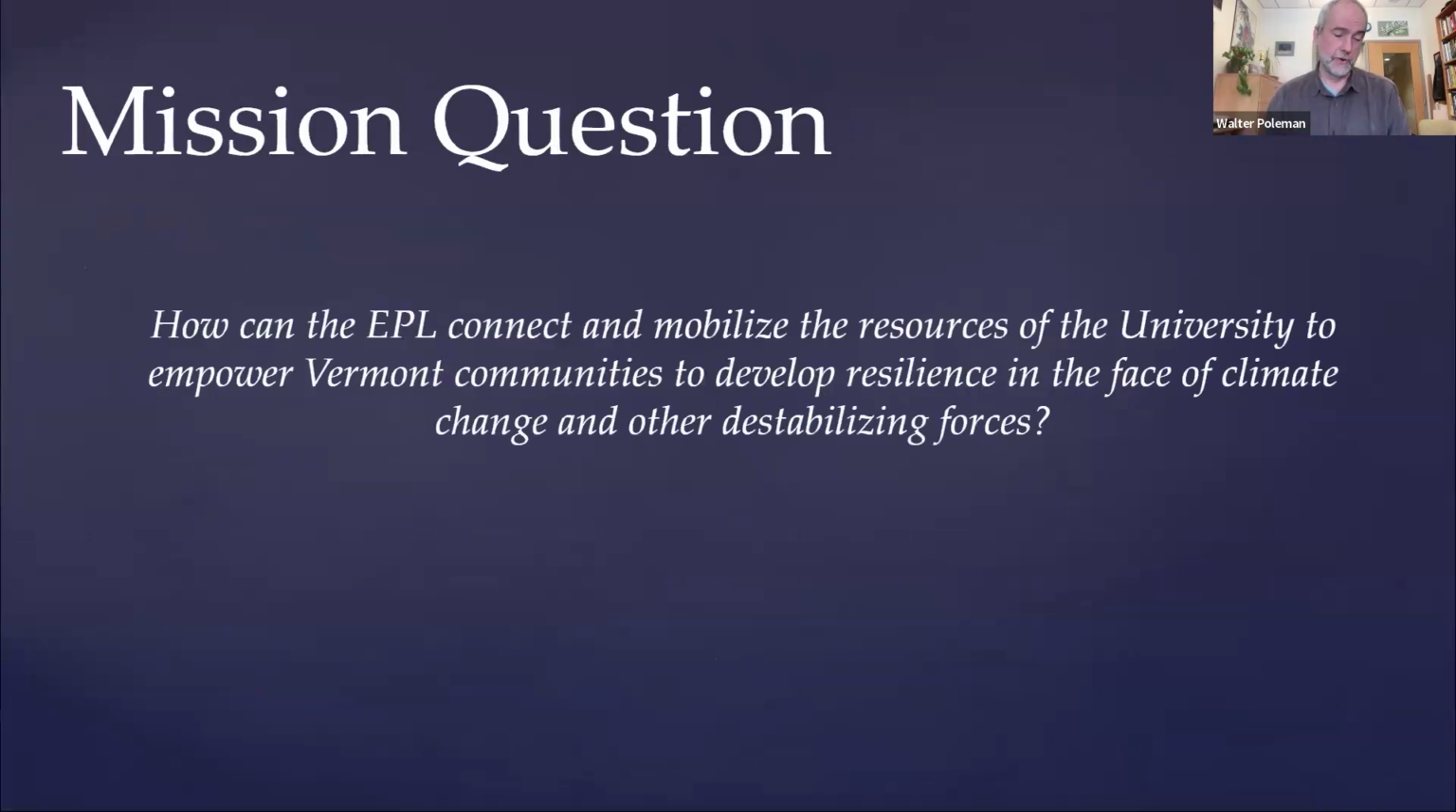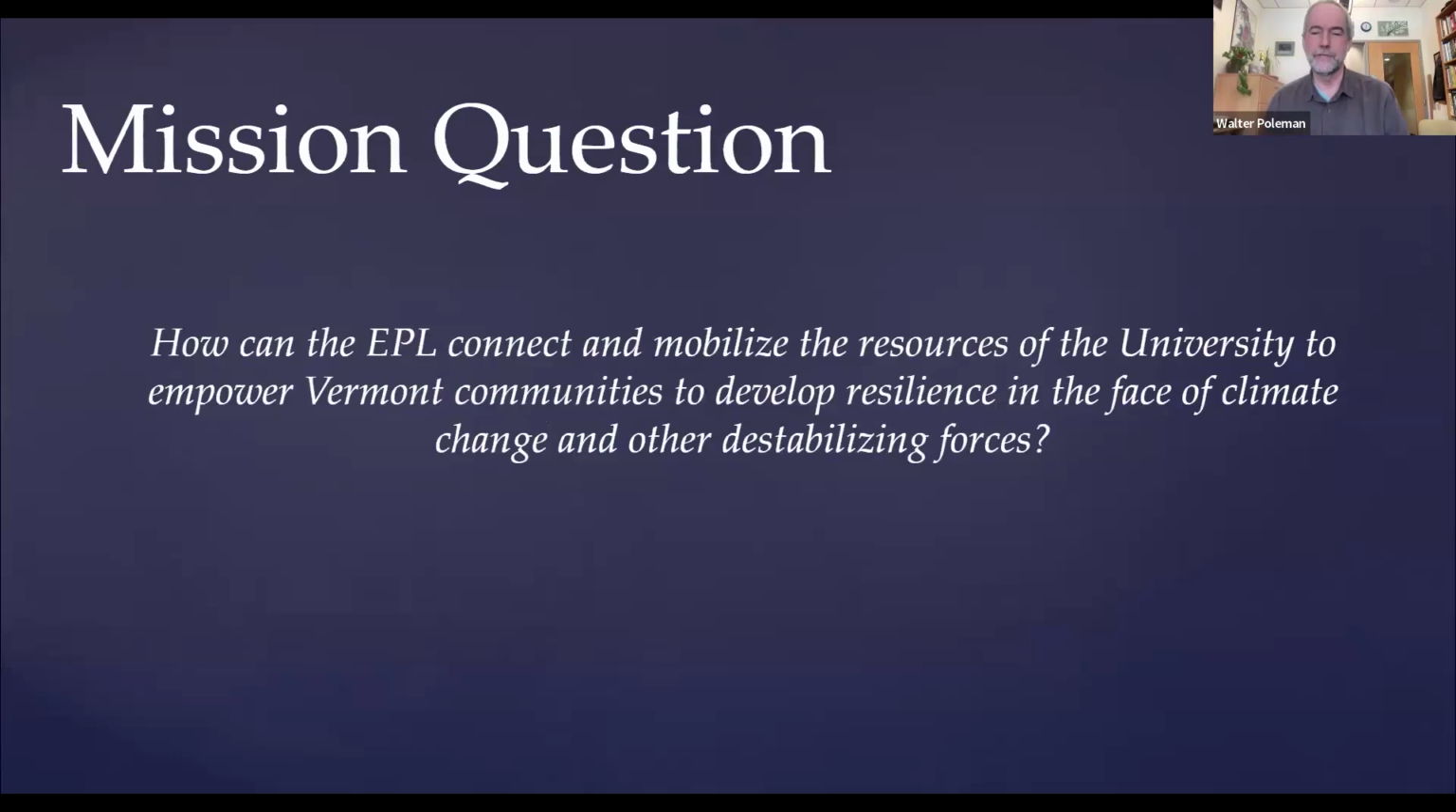Just to get a sense, it's sort of an emergent quality. We came up with this idea of bringing the FN program together with extension and a whole range of resources, and really ask the question, how can the EPL connect and mobilize the resources of the university to empower Vermont communities to develop resilience in the face of climate change and other destabilizing forces? We didn't know the answer, but we know we have a lot of resources, and we can bring them together with just the incredible energy and expertise that exists within communities. That type of synergy might result in things that move the dial on enhancing resilience and addressing big issues like biodiversity protection. So that's our mission question that's guiding us. Next slide.